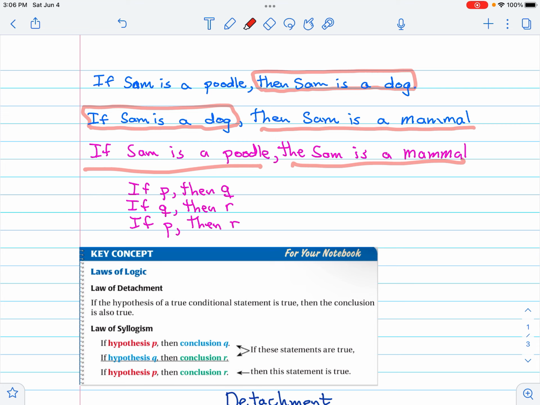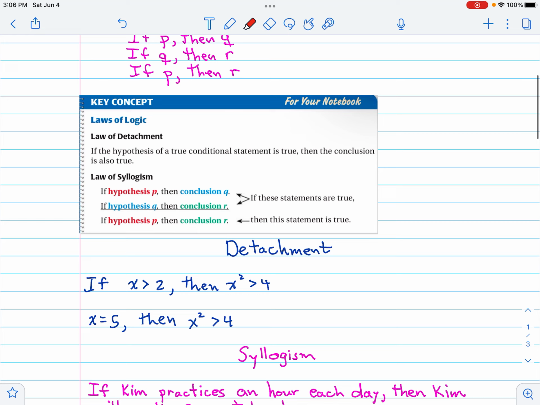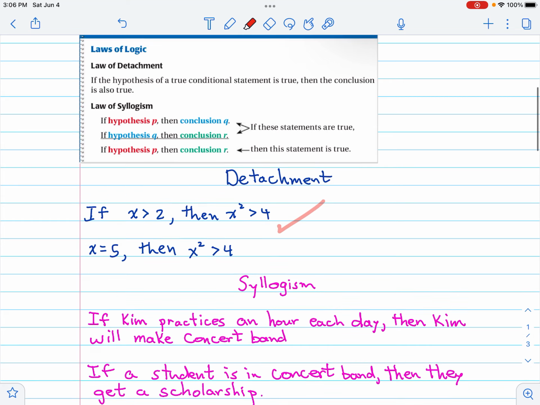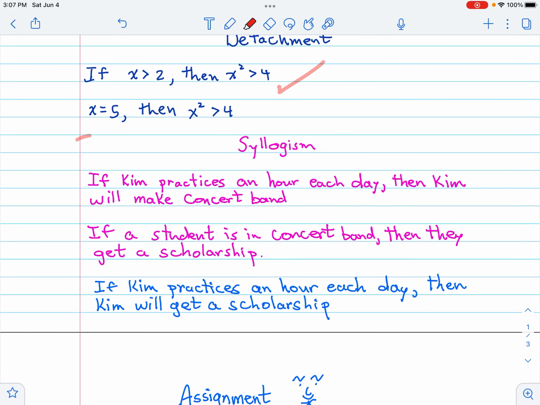Okay, so notice what we have here. We have if P, then Q. Then we have another statement, if Q, then R. Then we can go to this next step, if P, then R. Okay? So very straightforward, and I think, yeah, that makes sense. So look, we have detachment here. Okay, there's an example of detachment. If x is greater than 2, then x squared is greater than 4. X is 5, well then x squared is greater than 4. Okay, that's the detachment.